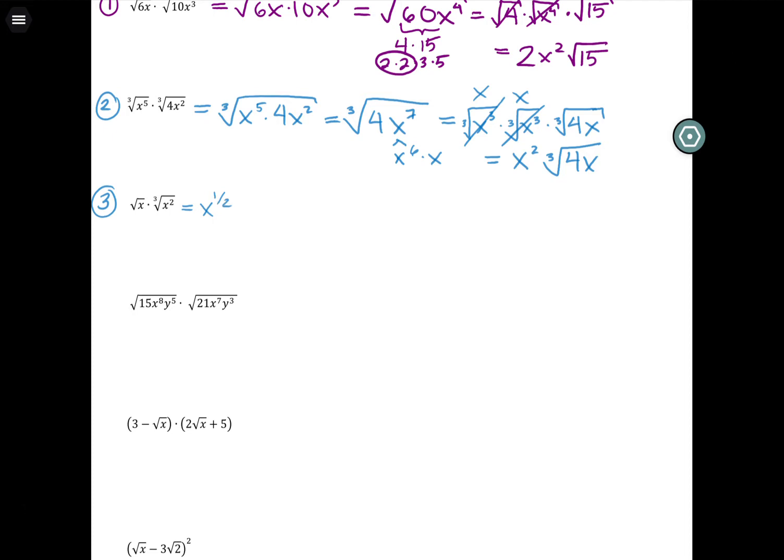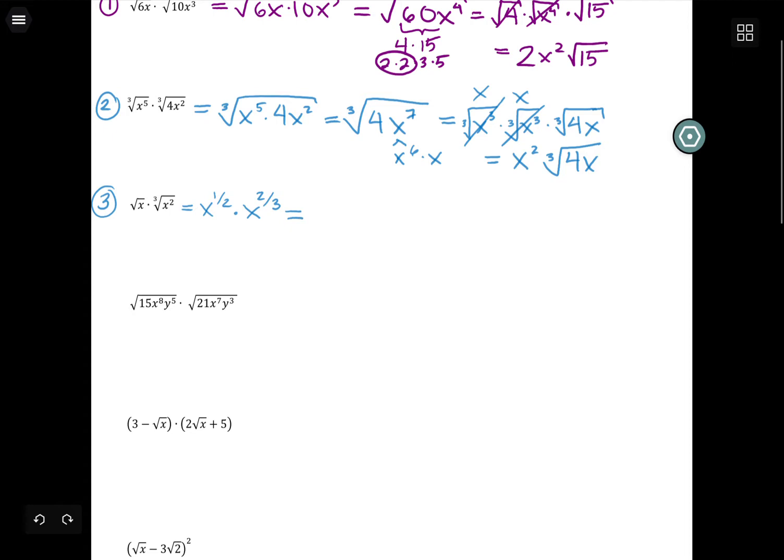radicals to fractional powers. So square root of x is x to the 1/2. And the cube root of x squared is x to the, nope, I'm writing it upside down, 2/3, which, wishful thinking, that would have made really nice addition. And we can add those exponents.